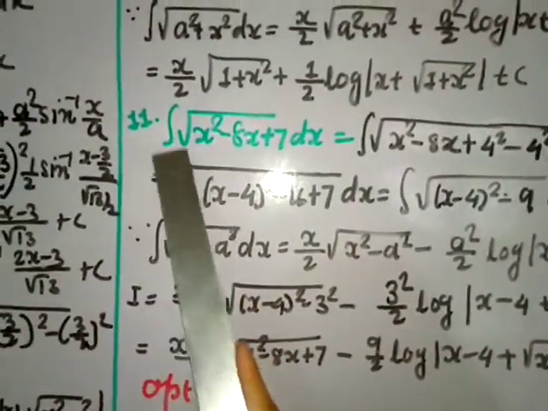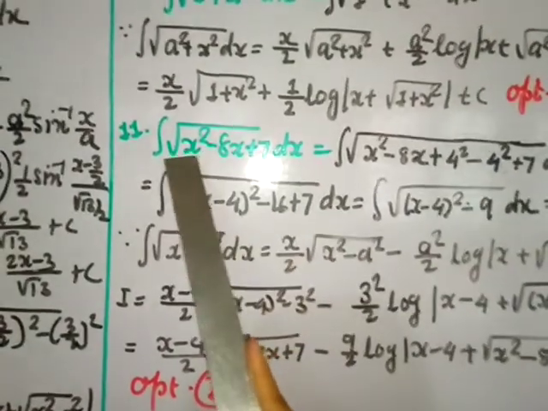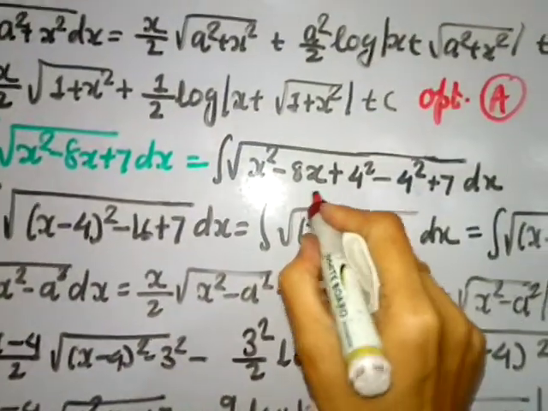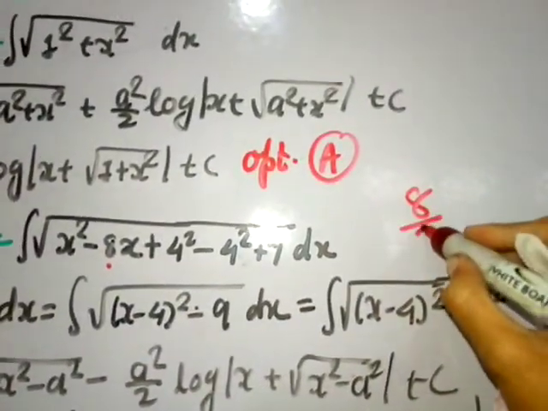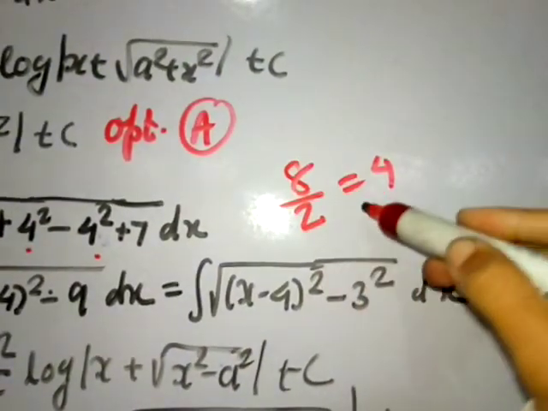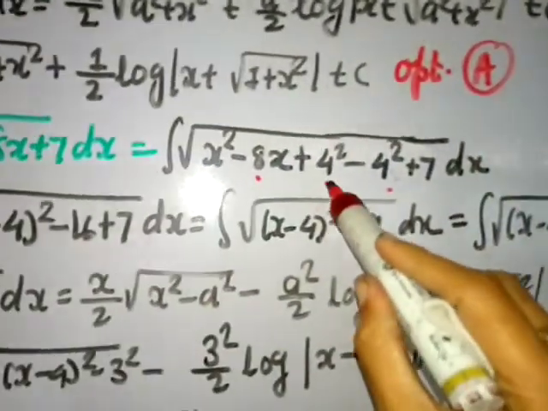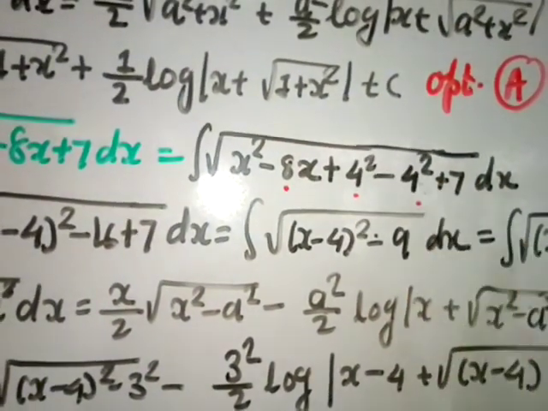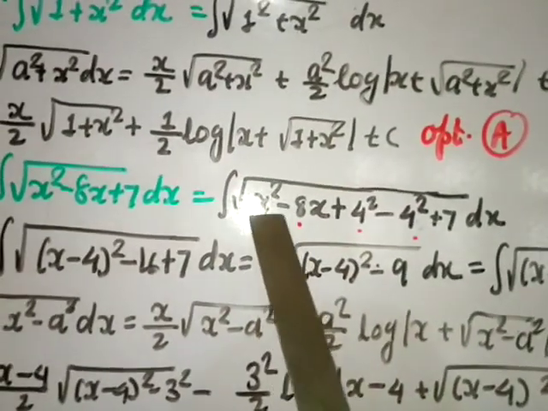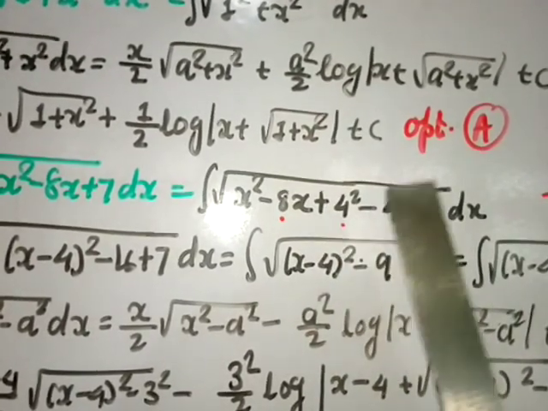Number 11, integral square root of x square minus 8x plus 7 dx. I'll make a perfect square. Here, integral square root of x square minus 8x. Here the coefficient of x is 8. So 8 divided by 2 you get 4. So 4 square you are adding and 4 square you are subtracting. Remember, the square of that you have to add, and the square of that you have to subtract. So x square minus 8x, these two terms as they are and 7 also as it is. Only you are adding 4 square and subtracting 4 square, plus 7.